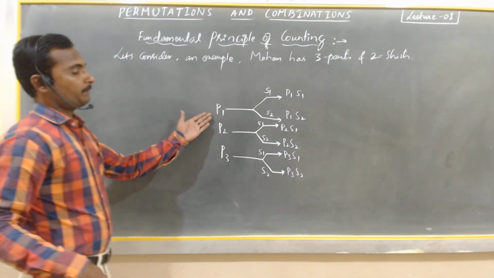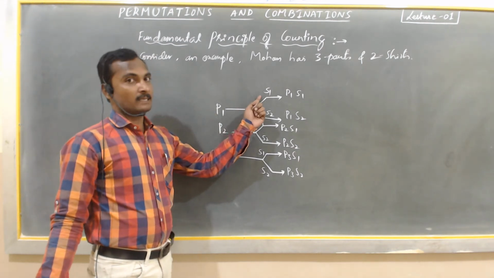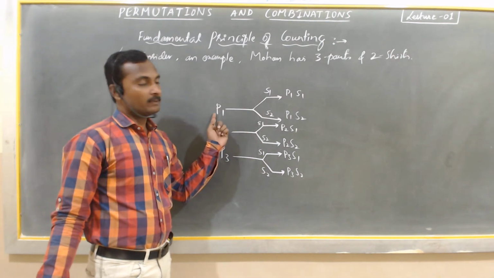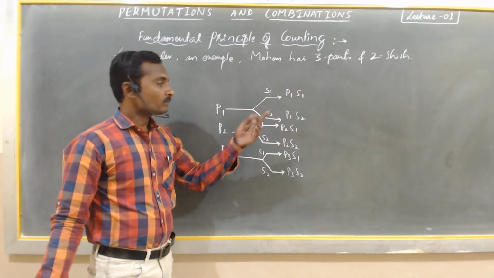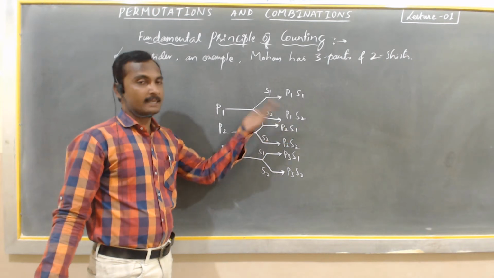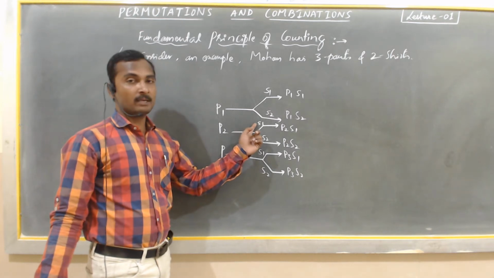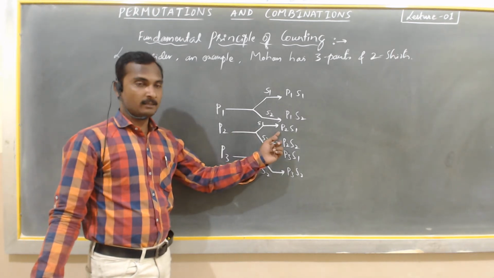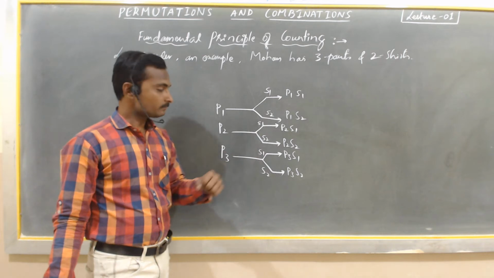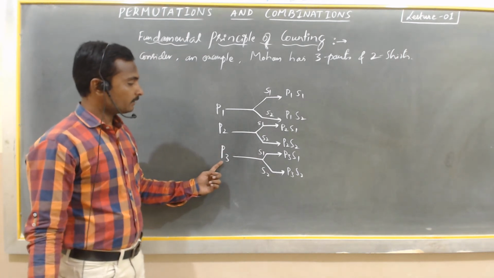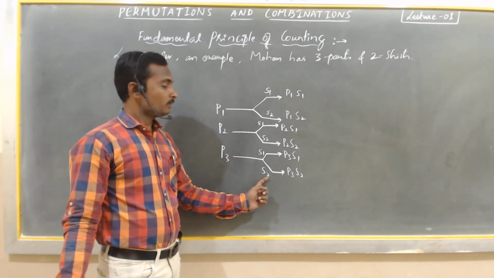See, for every pant, pant P1 can be paired with S1, that is shirt S1, and pant P1 can be paired with S2. P1S1 is one of the possible pairs he can dress up with, and P1S2 is another possible pair. Or he can use the second pant, paired with S1, P2S1, or paired with S2, P2S2. Similarly, pant 3 can be paired with S1, P3S1, and pant 3 can also be paired with S2, P3S2.